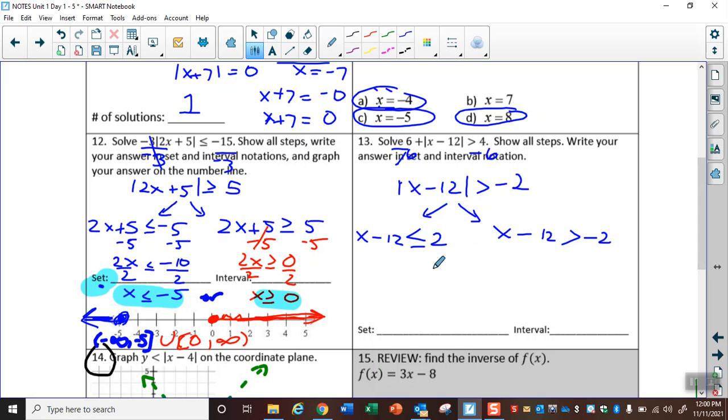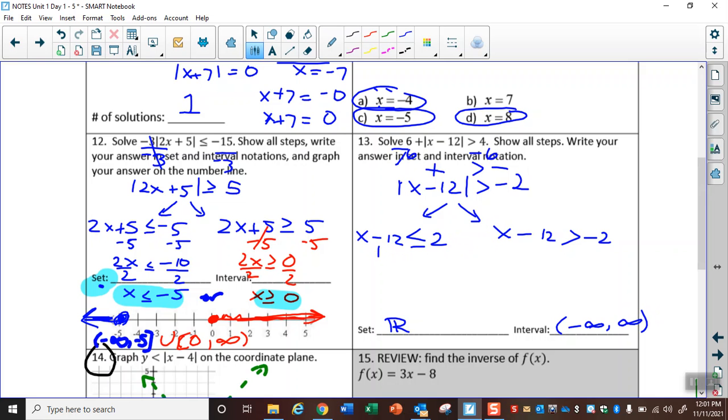And as I'm doing this, I'm noticing up here that I've got a positive number here and a negative number here for my absolute value. Absolute value is always positive, and positive is always more than a negative. So I know that this is actually going to be all real numbers. And interval-wise, that would be negative infinity to positive infinity.